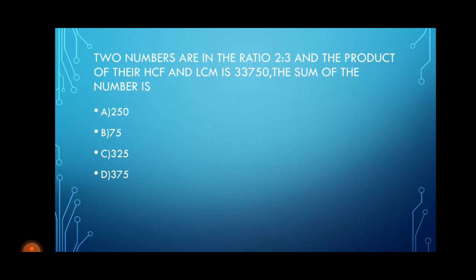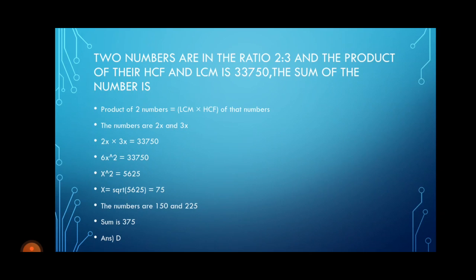Next question: two numbers are in the ratio 2:3 and the product of the LCM and HCF is 33,750. We have to find the sum of the numbers. Once again, two numbers are given in the ratio 2:3 and the product of the HCF and LCM is given. We have to find the sum of the numbers. Four options are given. Let's go to the solution.